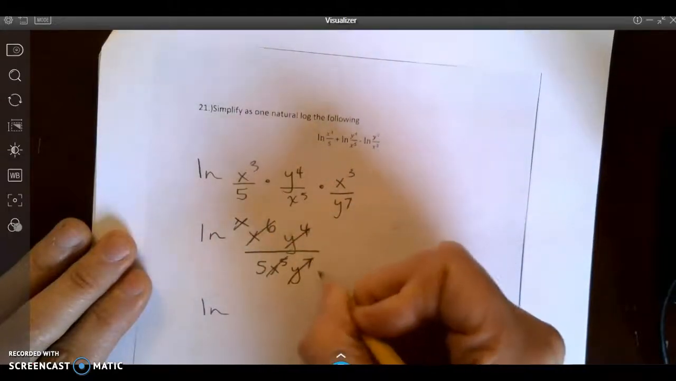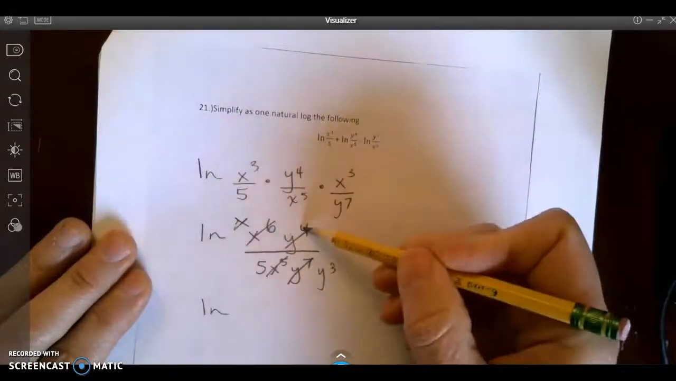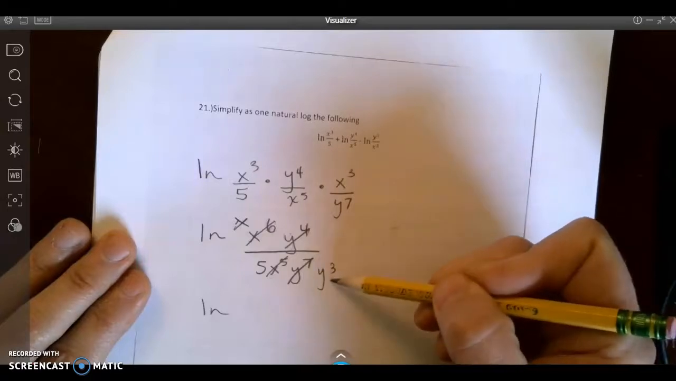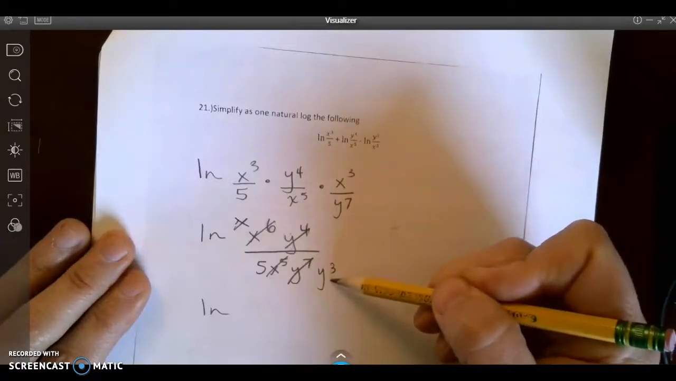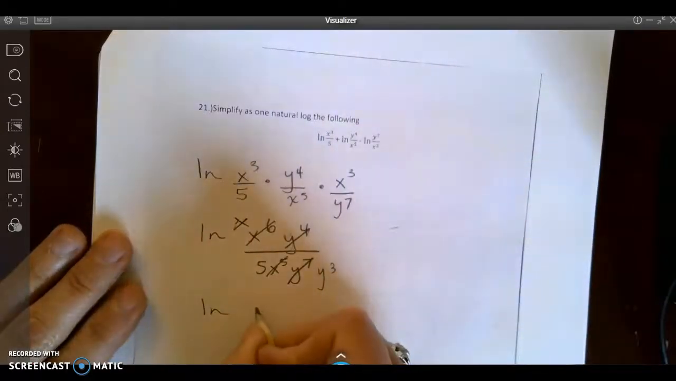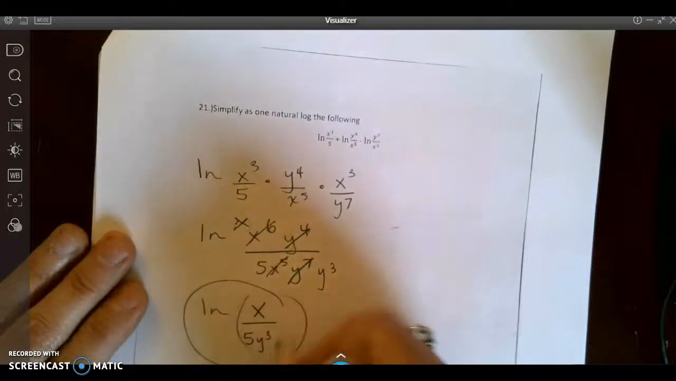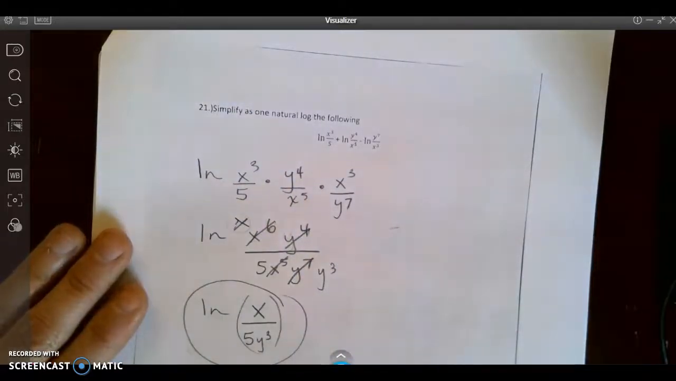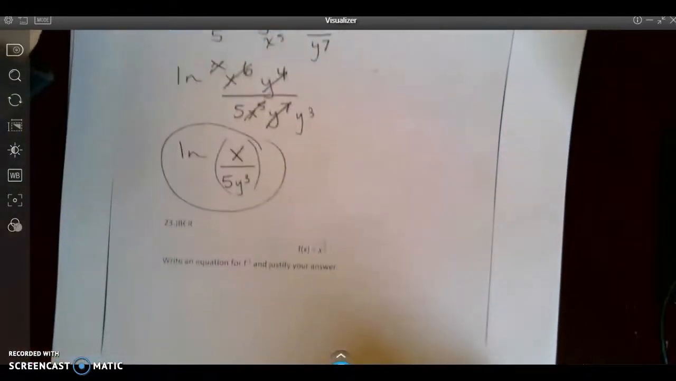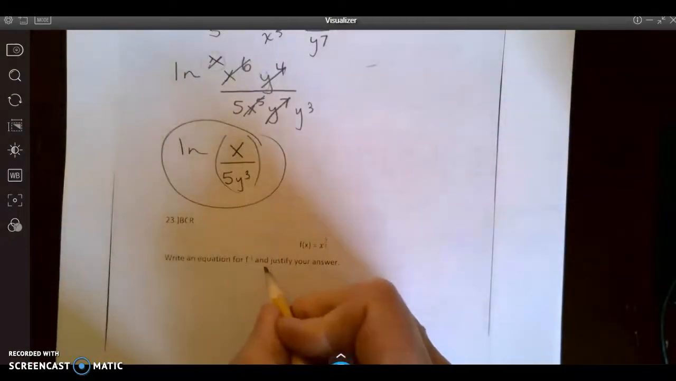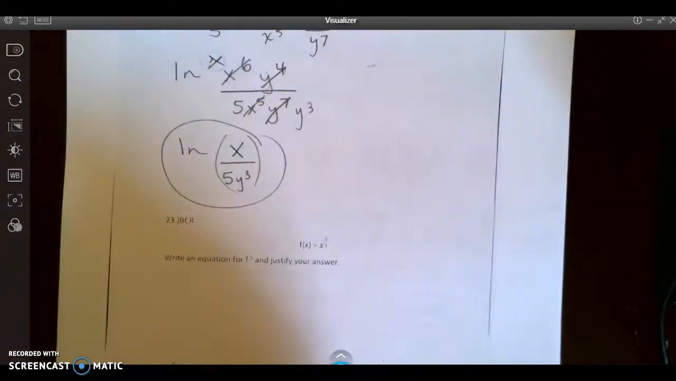This is going to simplify to y cubed on the bottom, because 4 minus 7 is negative 3. So we leave it on the bottom, put it back down on the bottom, makes it positive 3. So we have x, because this x is still here, divided by 5y cubed. There we go. All right, and last, write an equation for the inverse of f and justify your answer.